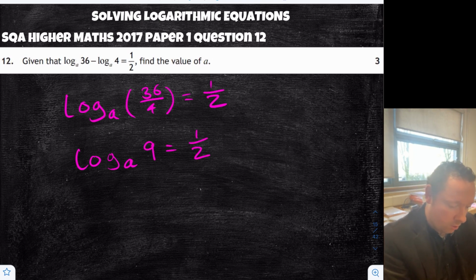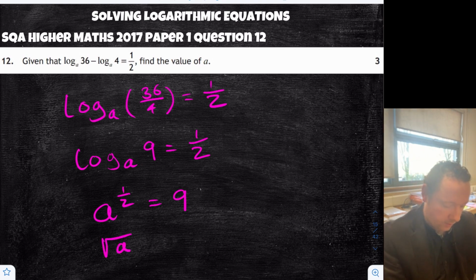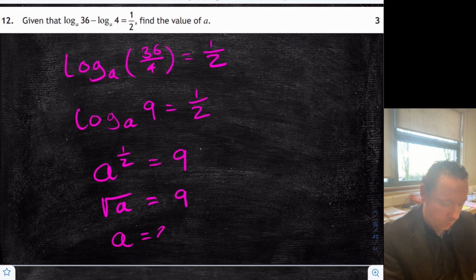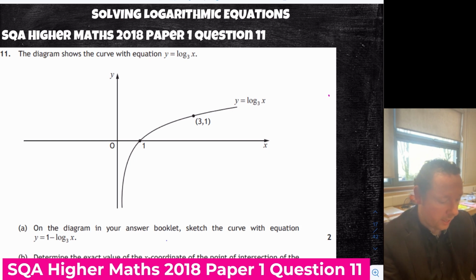So eliminating the log, a to the power of a half equals 9. So that means the square root of a, we could write that, I suppose, equals 9. So if I square both sides, a equals 81. And we're done there.